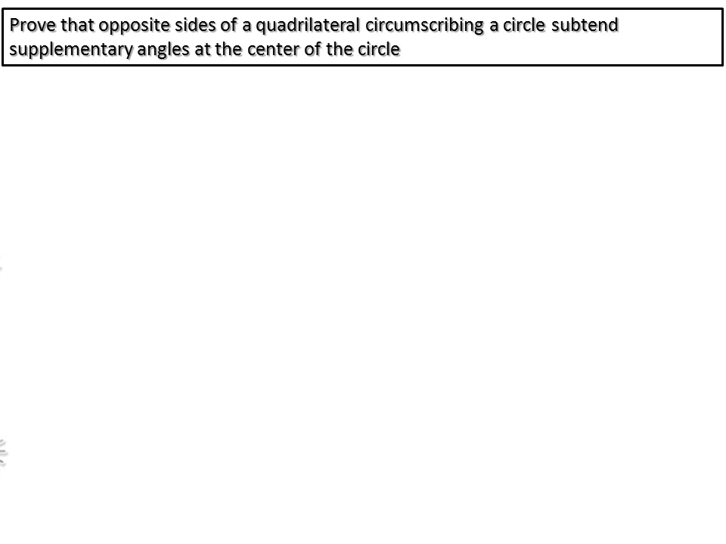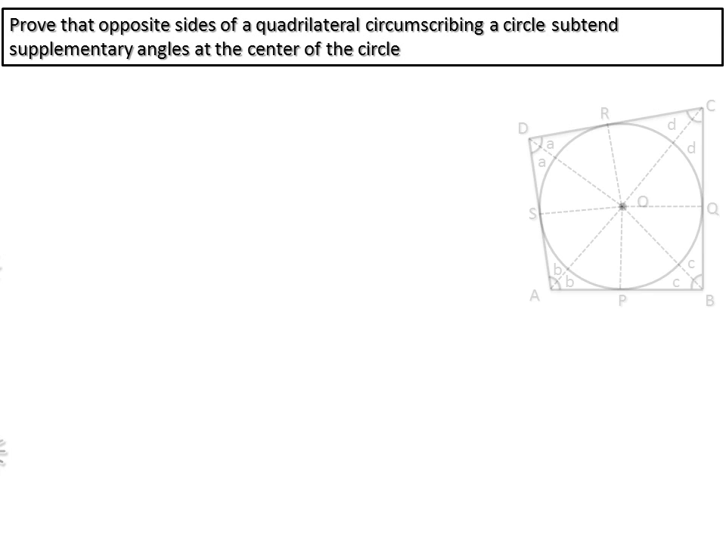Now see this problem. Prove that opposite sides of a quadrilateral circumscribing a circle subtend supplementary angle at the center of the circle. Here you have to draw the diagram. Read the question carefully and try it.